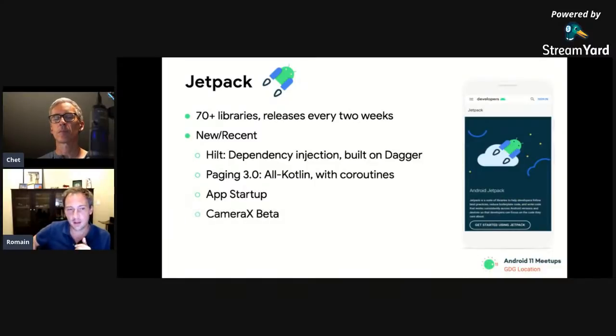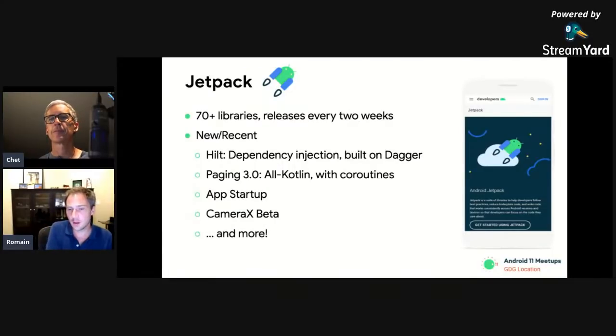And finally, CameraX has reached beta status. So CameraX is our new camera API that works across multiple versions of Android. It provides features that are specific to different devices. That's the concept of extension. For instance, on a device that has HDR, you may have access to it via the CameraX API, and it makes things a lot simpler in general.